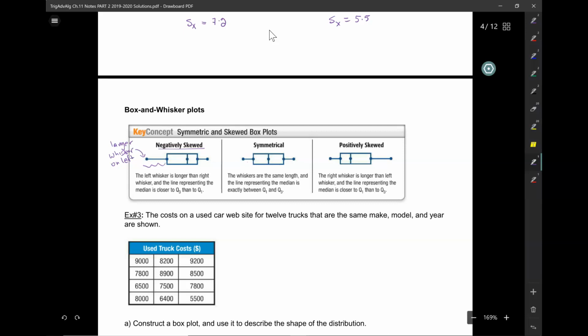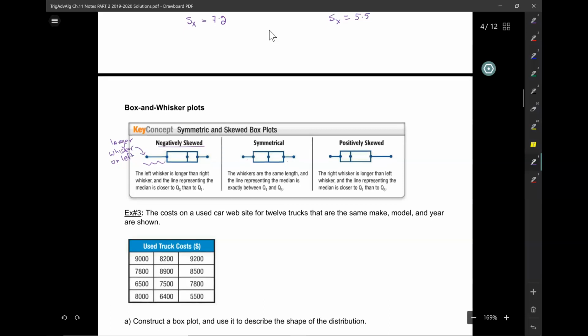Symmetrical, you see how both whiskers are equal. Positively skewed, you have a larger whisker on the right.